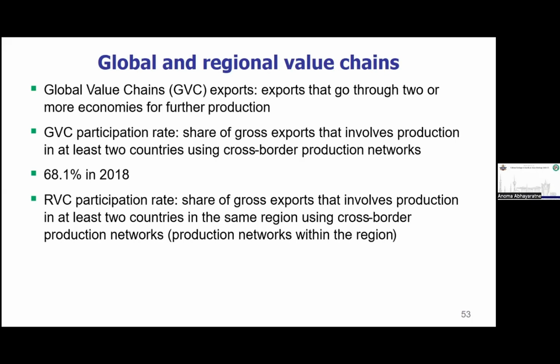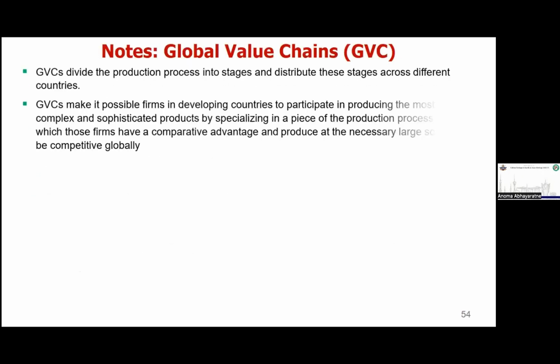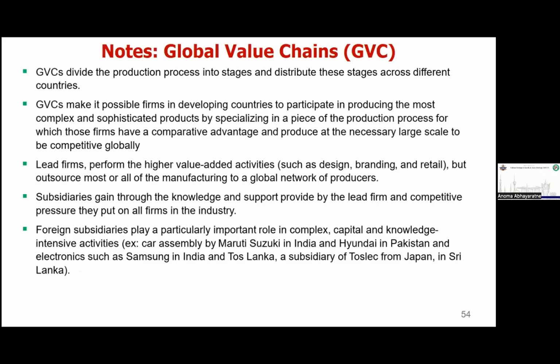Regional value chains, that is the share of gross exports that involves production in at least two countries in the same region using cross-border production networks. That is networks within the region. That rate has also increased to 48.9% in 2018 and further from 47.8% in 2019. Here I'm explaining global value chains, how it works, so you can go through it.